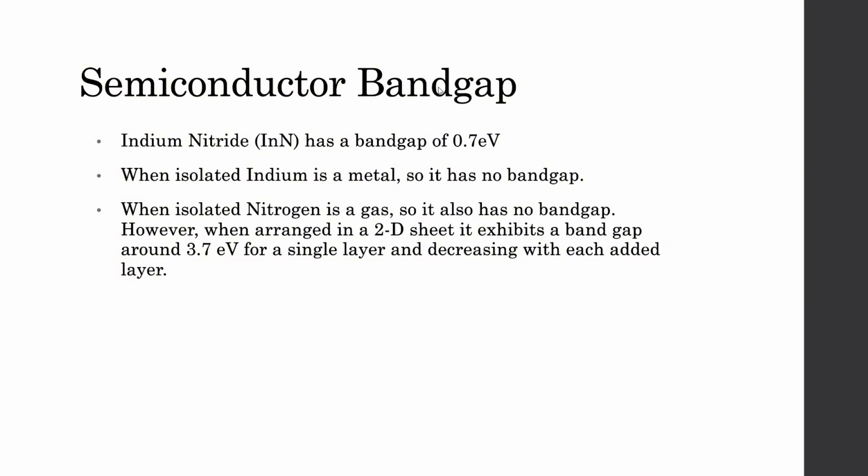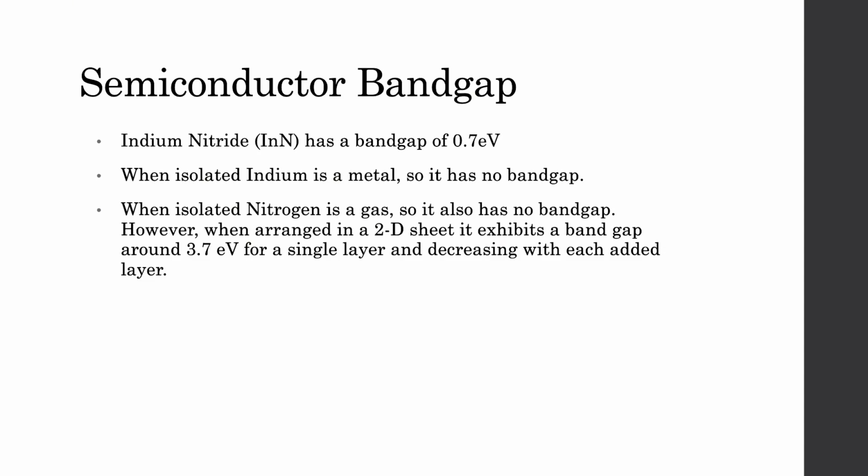Up next, the band gap for our semiconductor. Indium nitride has a band gap of 0.7 electron volts, which is a fairly small band gap. Indium by itself is just going to be a metal, so it's not going to have any band gap. And similarly, nitrogen is a gas by itself, so it also has no band gap.